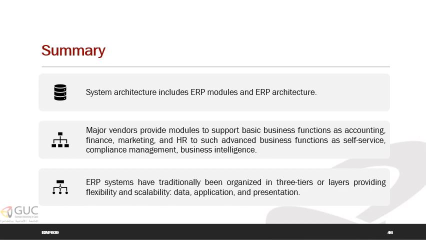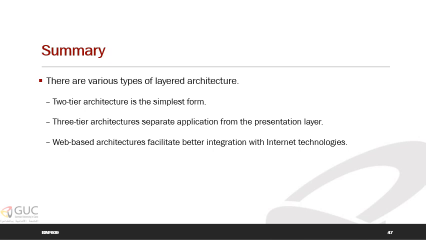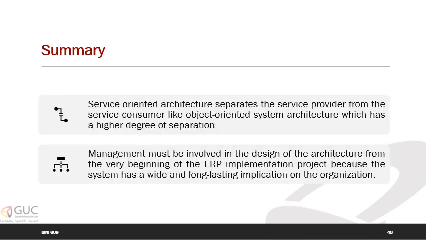The different types of layered architecture include the two-tier architecture, which is the simplest form, the three-tier architecture, which separates applications from the presentation layer, and the web-based architecture that provides better integration with internet technologies. Another architecture is service-oriented architecture, which separates the service provider from the service consumer by making them sign a service level agreement contract that specifies how the consumer requests the service and what information and services will be provided.